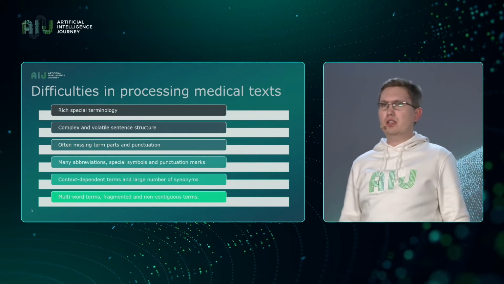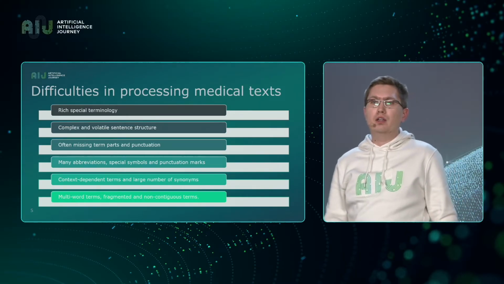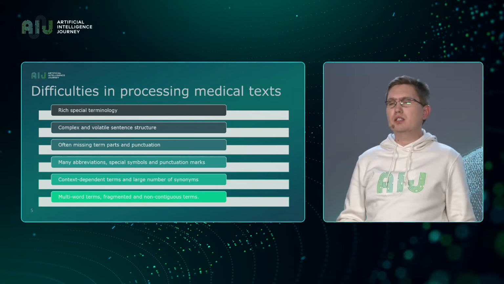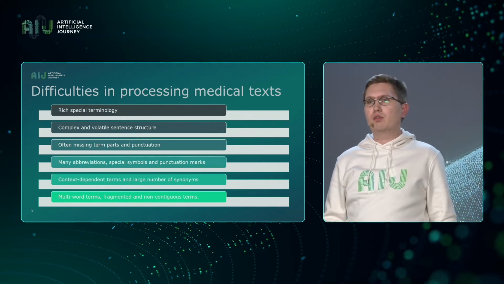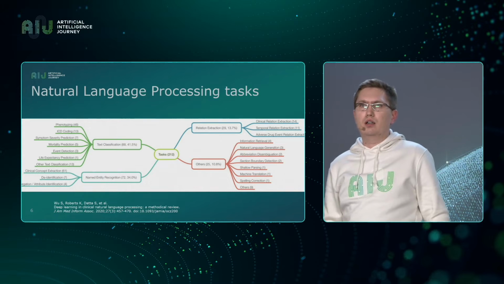Also, medical texts have a number of linguistic features that make them more difficult to process. For instance, the richness of specific terminology, complex and volatile structure of sentences, a lot of typos, misprints, missing terms or words or punctuation, a lot of abbreviations, a lot of symbols. Also, context-dependent terms, meaning terms whose meaning really depends on the context in which they're applied. A lot of synonyms of different terms. And also, medical terms often consist of many words that are also scattered throughout different parts of the text.